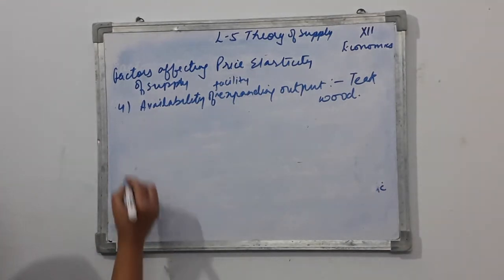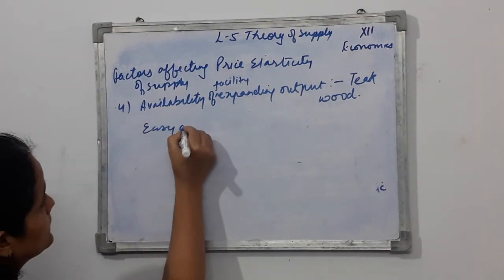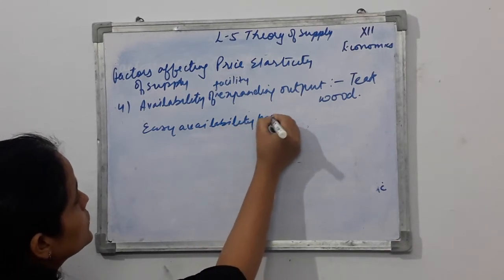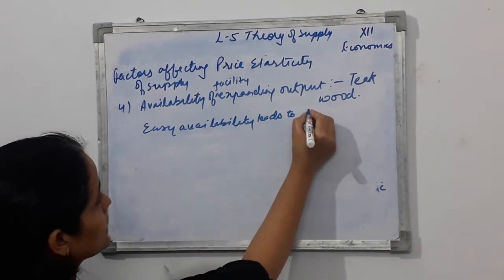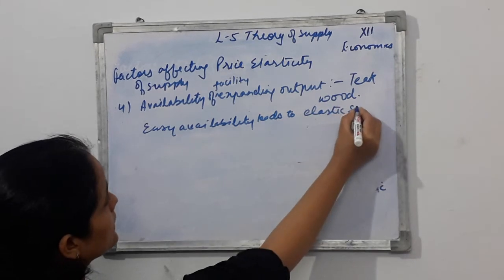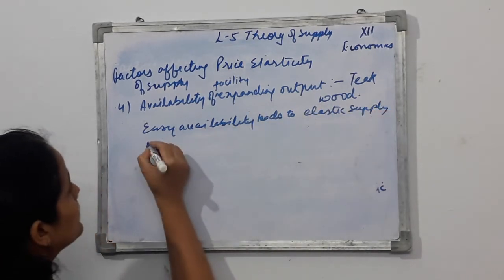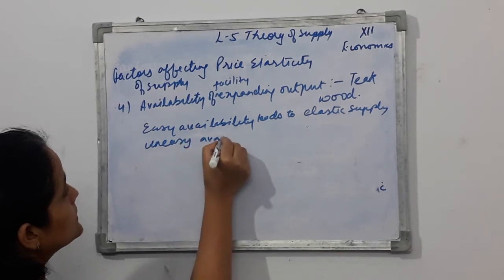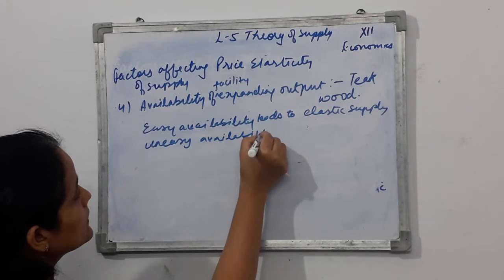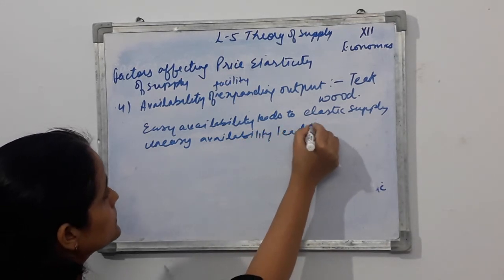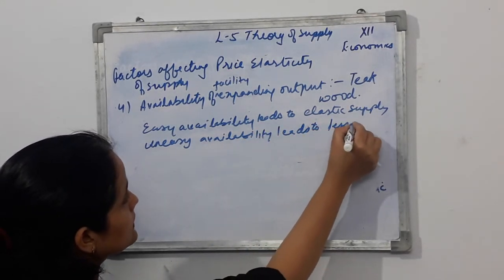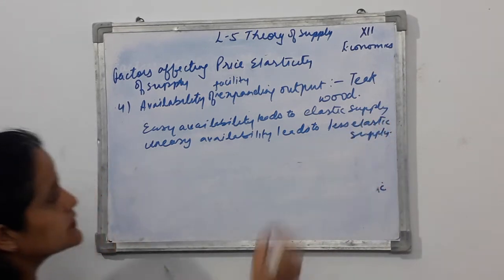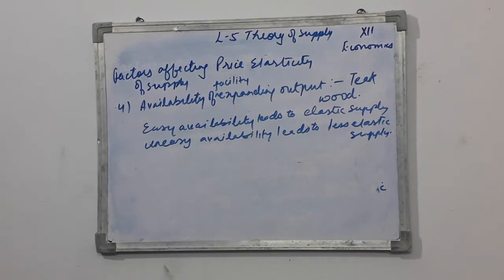Elastic. So easy availability leads to elastic supply, right? Uneasy availability leads to less elastic supply. It is not that easy, right?